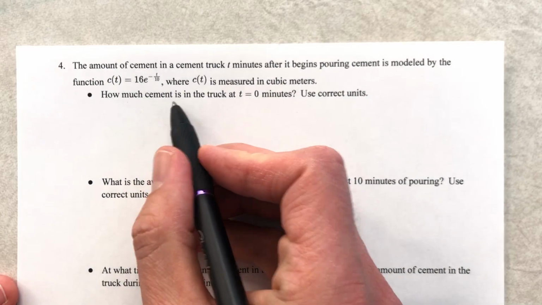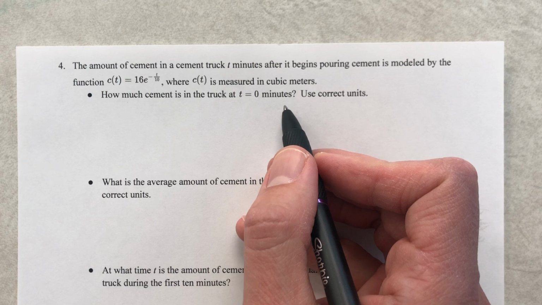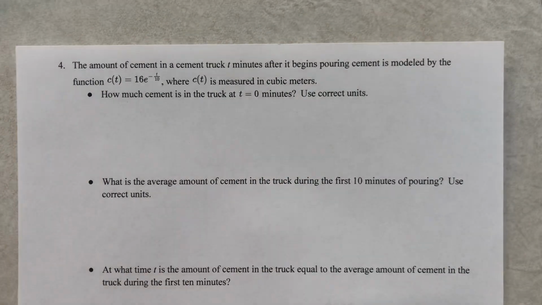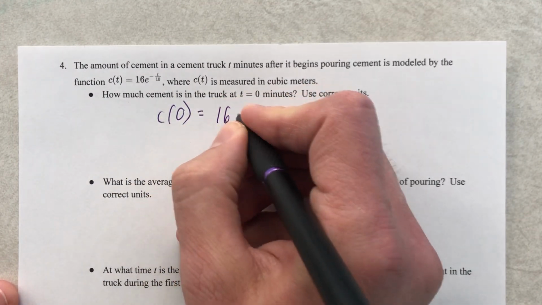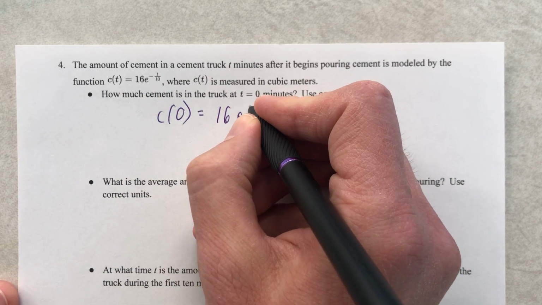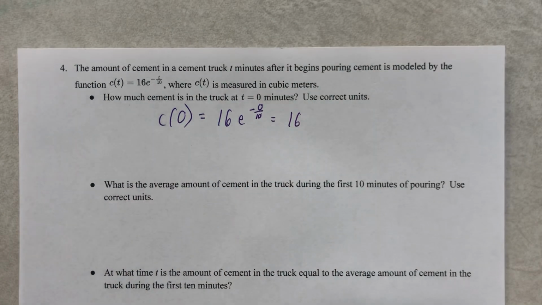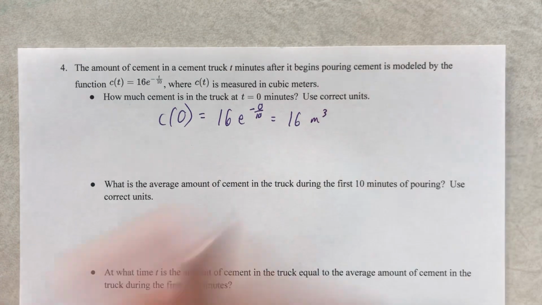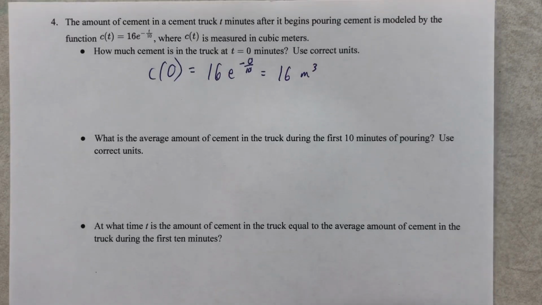So how much cement is in the truck at t equals 0 minutes? This was right before you began pouring, so they just opened the spout, still full, and how much cement is in there? Use correct units. We're going to find C of 0, and that would be 16 e to the negative 0 over 10, which is 16. Okay, 16 what? Use correct units. I'm dealing with the volume of cement, and so far, no integrals, no amazingness, just 16 cubic meters in my cement truck.